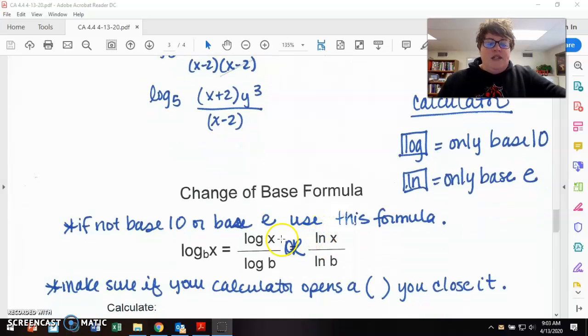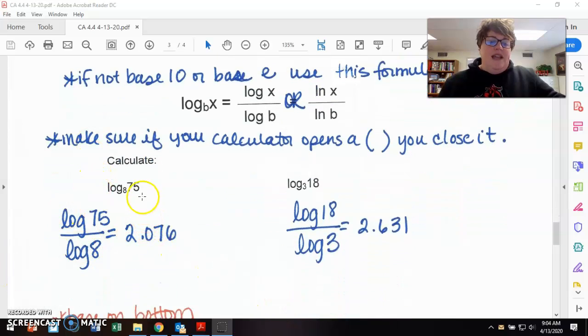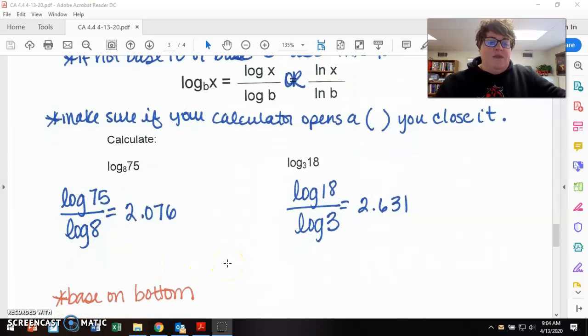Okay, one thing to note, if your calculator opens a parentheses, make sure that you close it. Down here, you have log base 8 of 75. So log of 75 divided by log of 8. If your calculator opens a parentheses right here, make sure you close it before you press the division sign, or you'll get a totally different answer. So be sure to try these on your calculator at home. And the way I remember this formula is the base is always on the bottom, base on bottom. So that's how I always remember it.